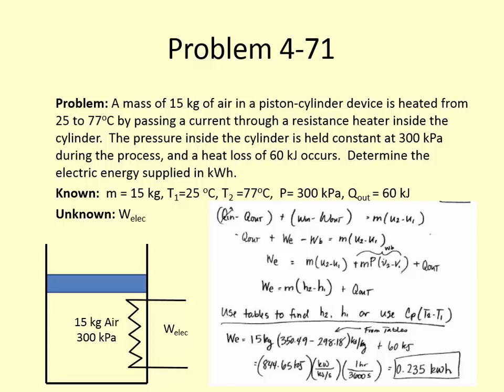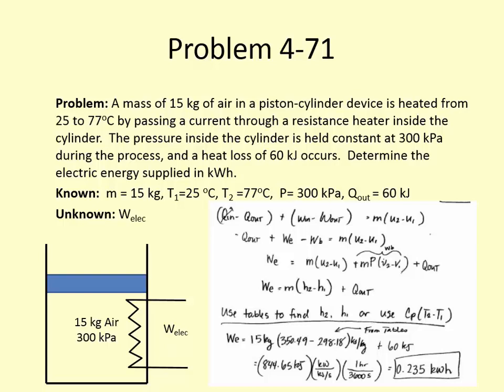No. But we know it's an ideal gas. We know initial and final temperatures, so we have ways of finding that value, right? So let's just simplify and rewrite, getting rid of all that stuff we didn't need. So negative Q out plus this electrical work in minus boundary work out is equal to m times (u2 minus u1).